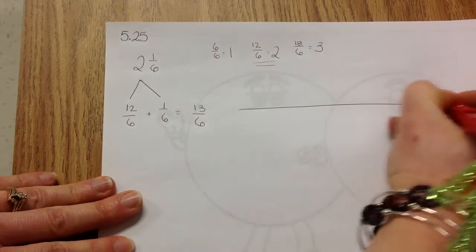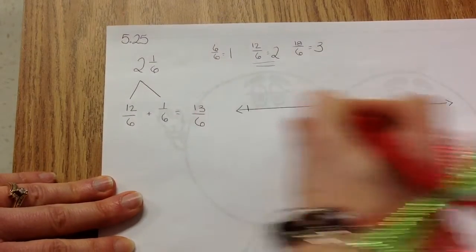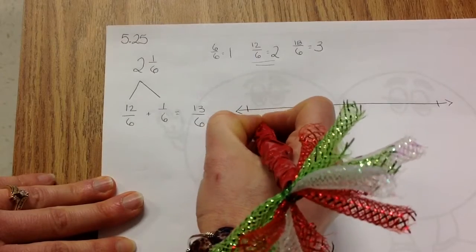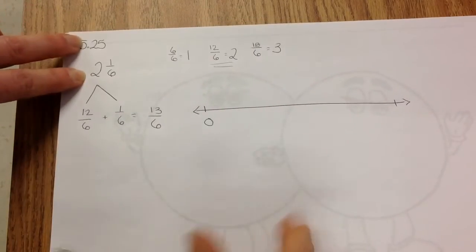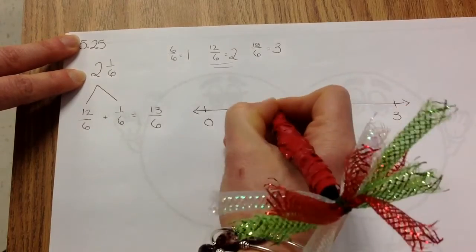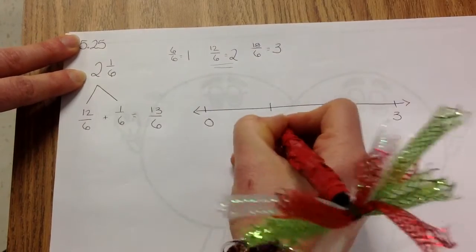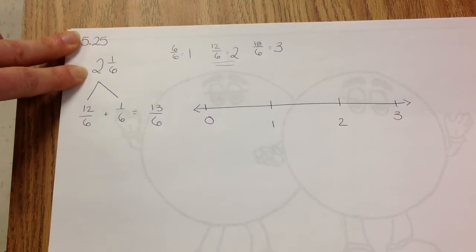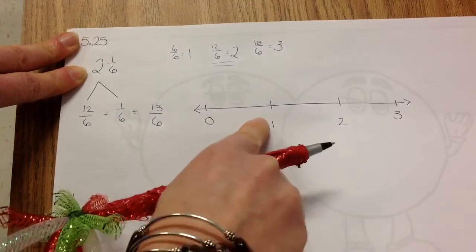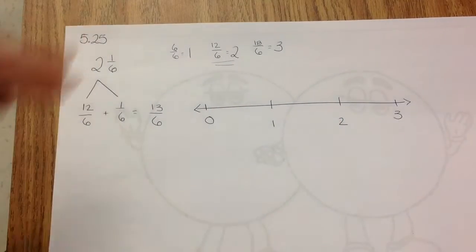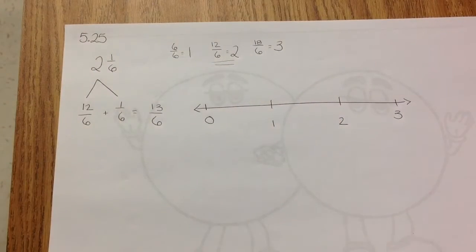Now we could certainly do it on a number line. Go ahead and draw your number line with endpoints 0, and this is past 2, so our other endpoint needs to be a 3. If you go ahead and fill out your number line, and then break each whole into 6, go ahead and pause while you do that.